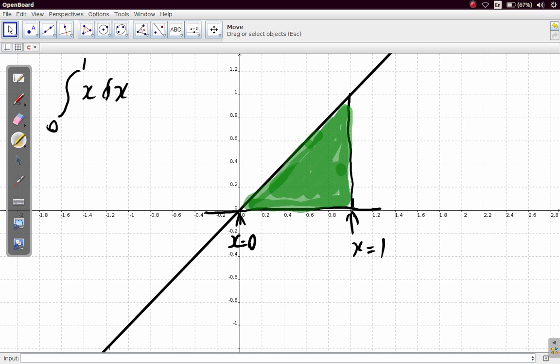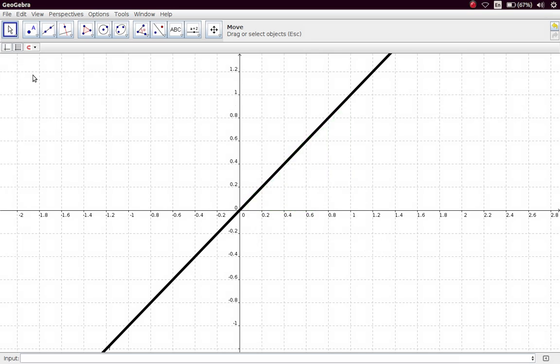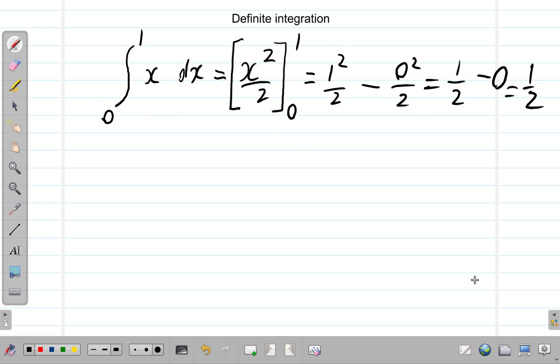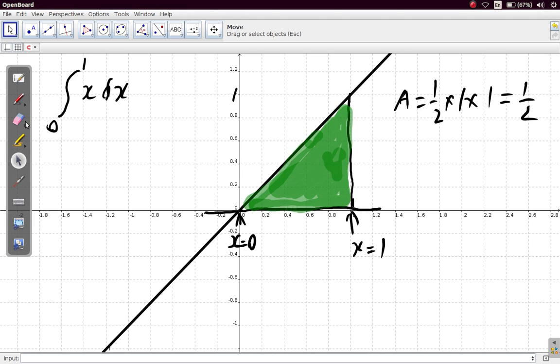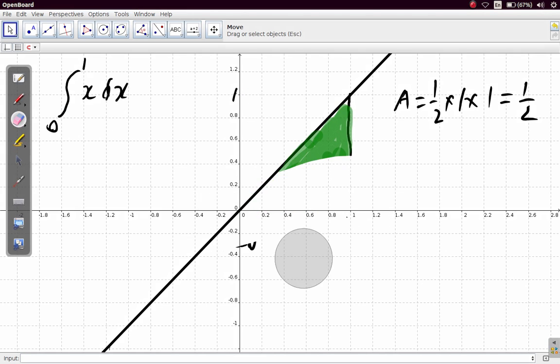Alright, nice. Here, if you have this triangle, it is 1 wide and 1 high, because you have 1 here, and the area is half times the base, which is 1, times the height, which is 1. Half of 1 is half, times 1 is half. Alright, so we do have half, which corresponds with what we looked at. The integral is a half.